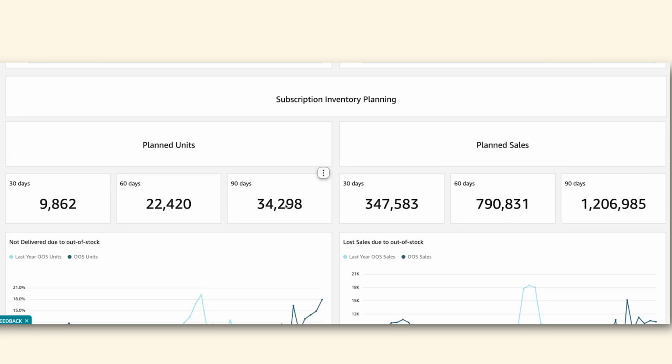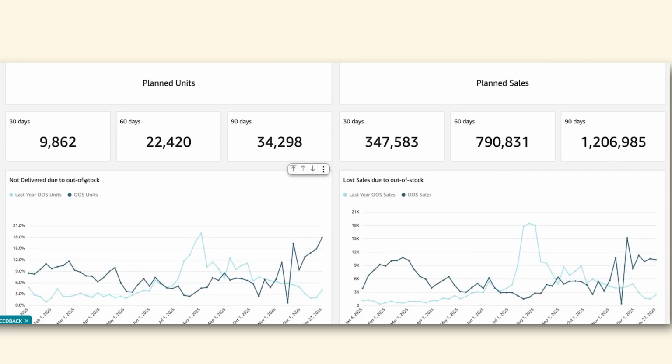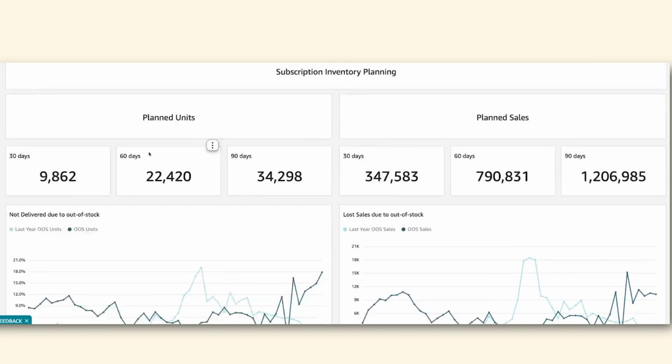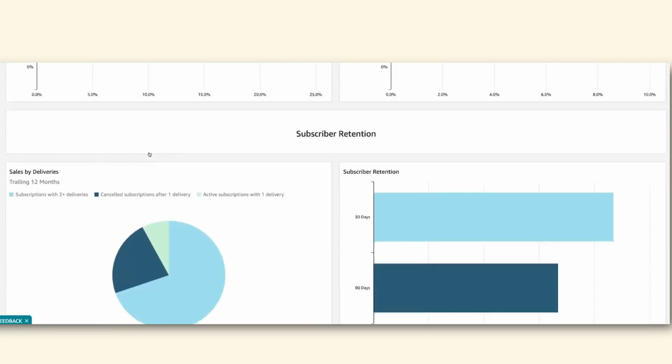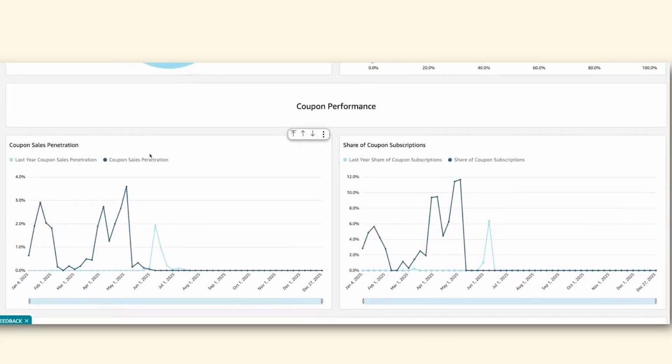But we have things, and we'll get to it, not delivered due to out of stock, which sucks. It's horrible. It's like we have people that are promising us sales and we cancel the orders because we don't have enough inventory, but it's part of the game when you're at this level. But again, going back to over here, we want to look at the coupon performance.